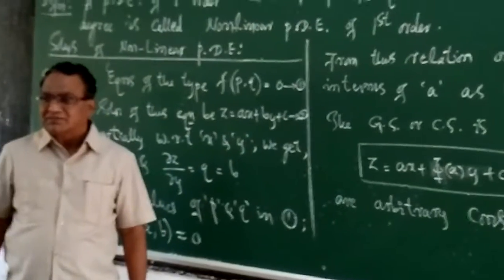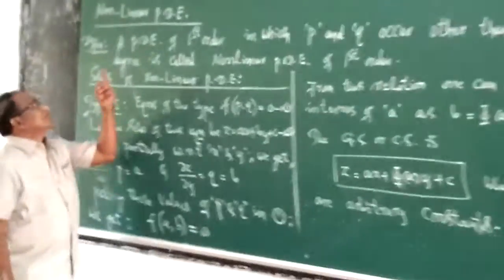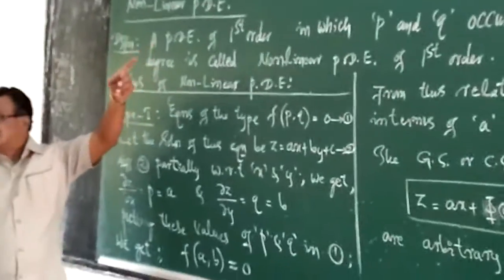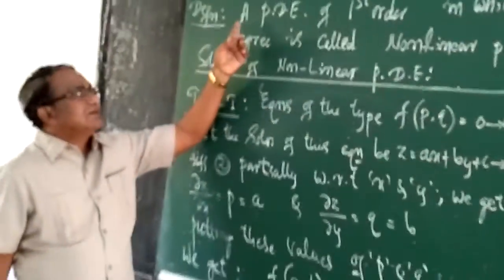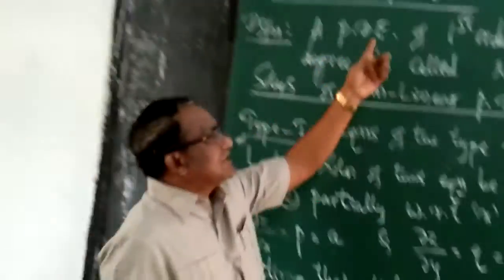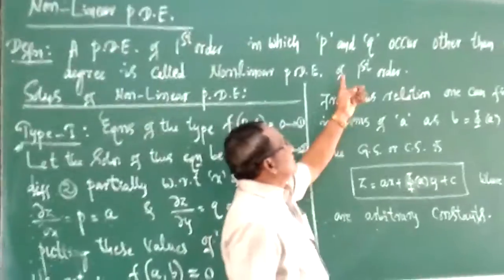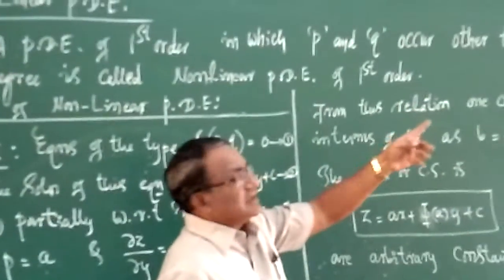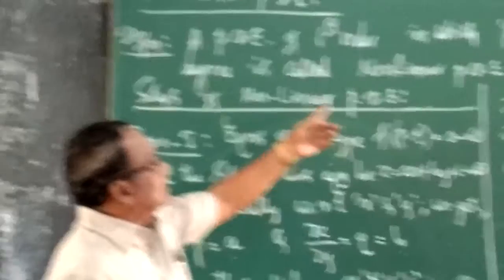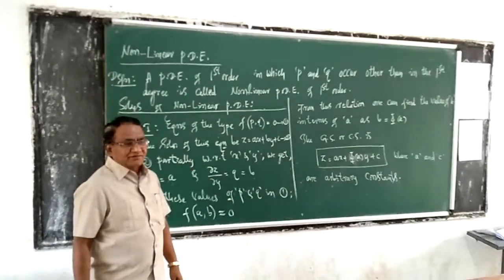Lagrange's linear partial differential equations. Today, let us discuss non-linear partial differential equations. The definition is this: a partial differential equation of first order in which p and q occur other than in the first degree is called a non-linear partial differential equation of first order.